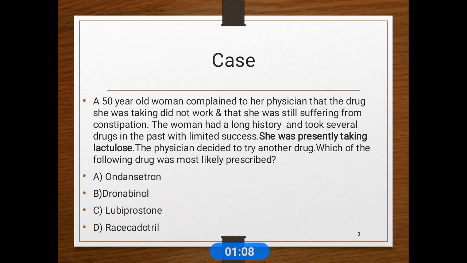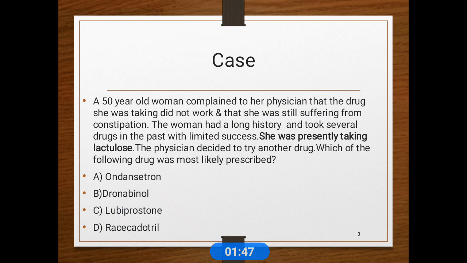Before going into our class, we will discuss one case based on constipation. A 50-year-old woman complained to her physician that the drug she was taking did not work and that she was still suffering from constipation. The woman had a long history and took several drugs in the past with limited success. She was presently taking lactulose. The physician decided to try another drug. Which of the following drugs was most likely prescribed? Here four options are given: ondansetron, dronabinol, lubiprostone and resicotrotol.